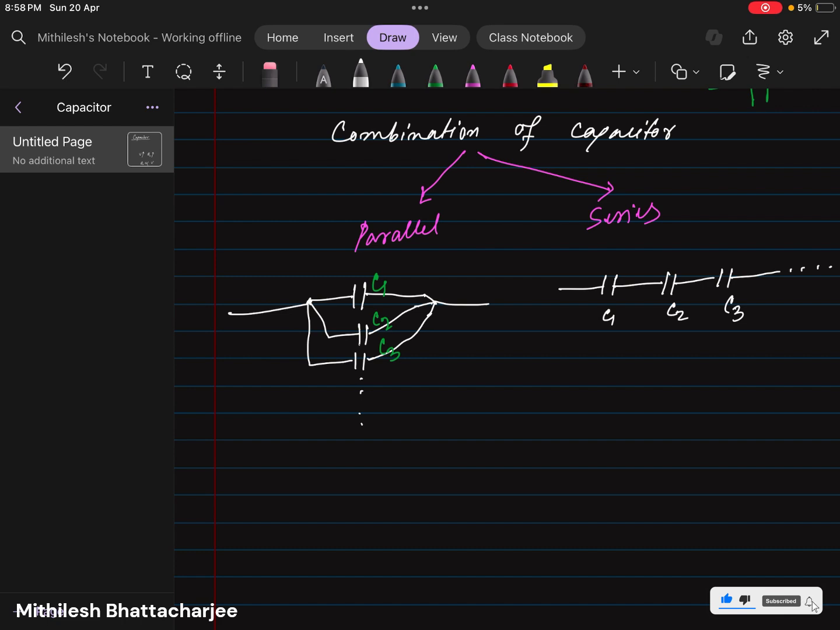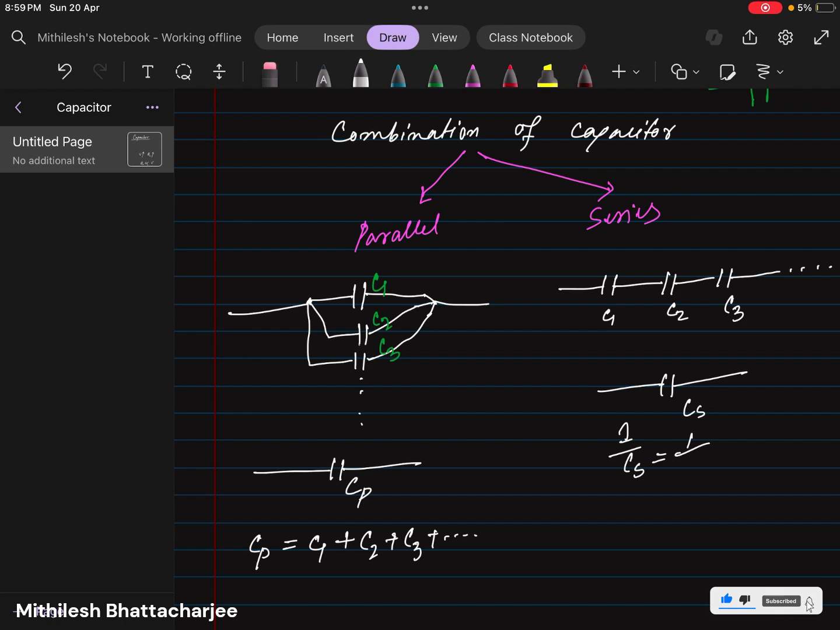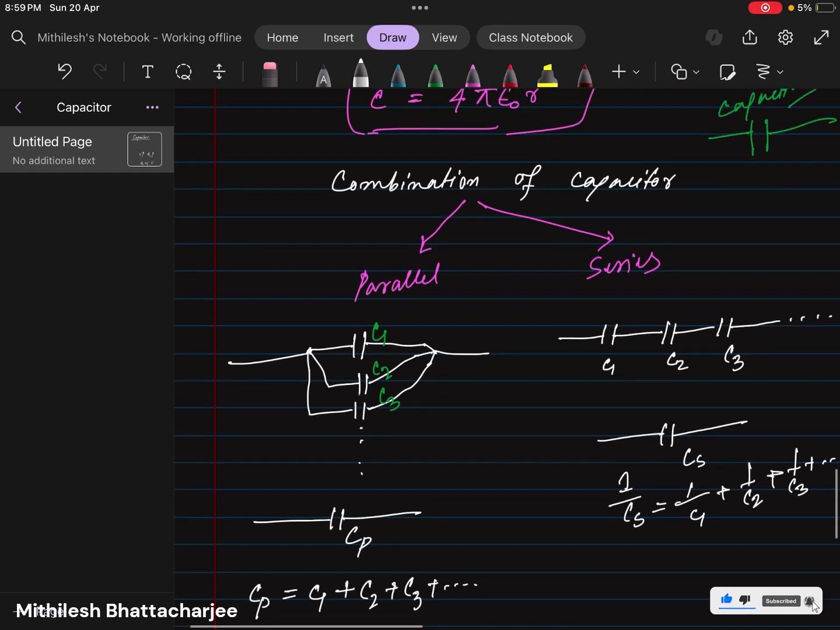Just remember this. In case of parallel combination, if the equivalent capacitance is Cp, then Cp will be C1 plus C2 plus C3 plus so on, however many capacitors there are. In case of series combination, if the equivalent capacitance is Cs, then 1 by Cs will be 1 by C1 plus 1 by C2 plus 1 by C3 plus so on, however many capacitors there are. So what we have to remember?